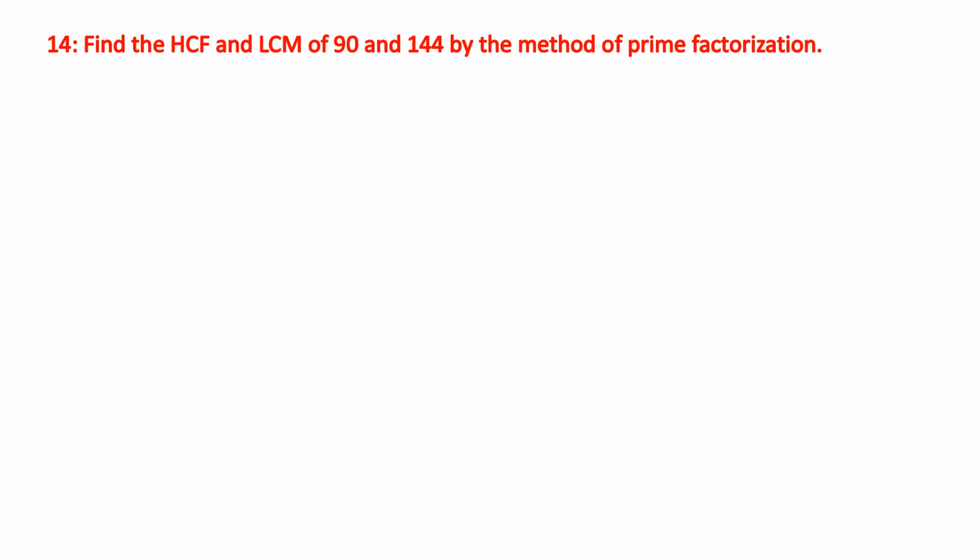Find the HCF and LCM of 90 and 144 by the method of prime factorization. First, we take a prime factorization for 90. 90 divided by 2 gives 45. 45 divided by 5 is 9. 9 divided by 3 is 3. 3 divided by 3 is 1. So, the prime factors of 90 is 2 into 3 into 3 into 5.